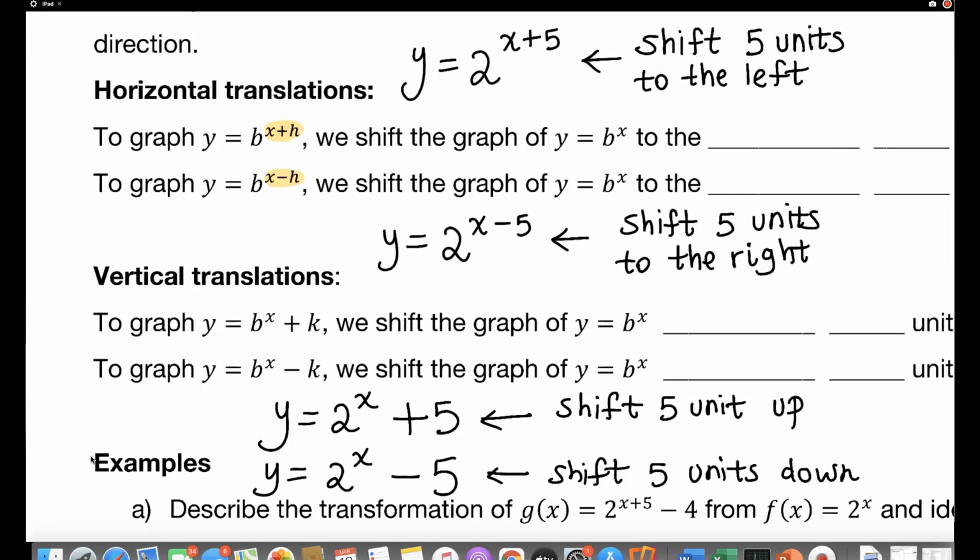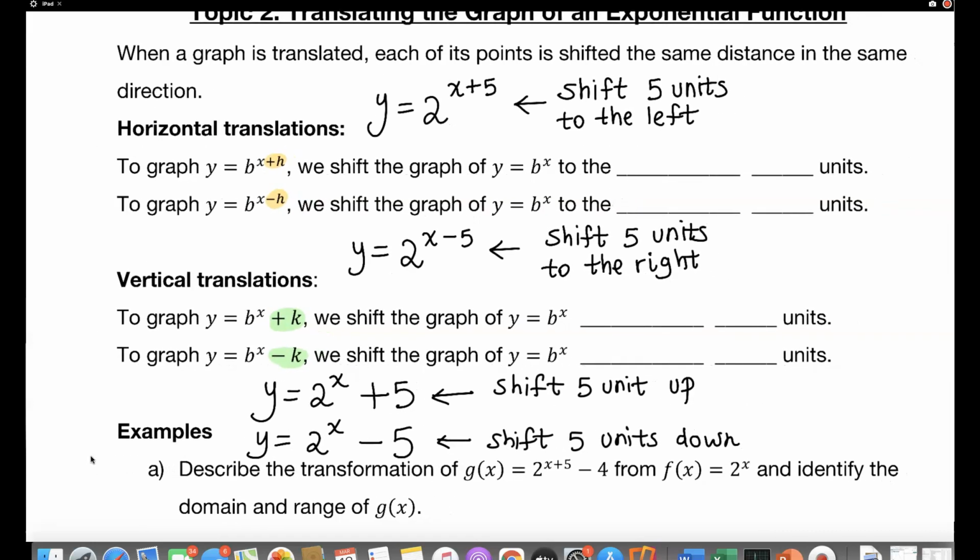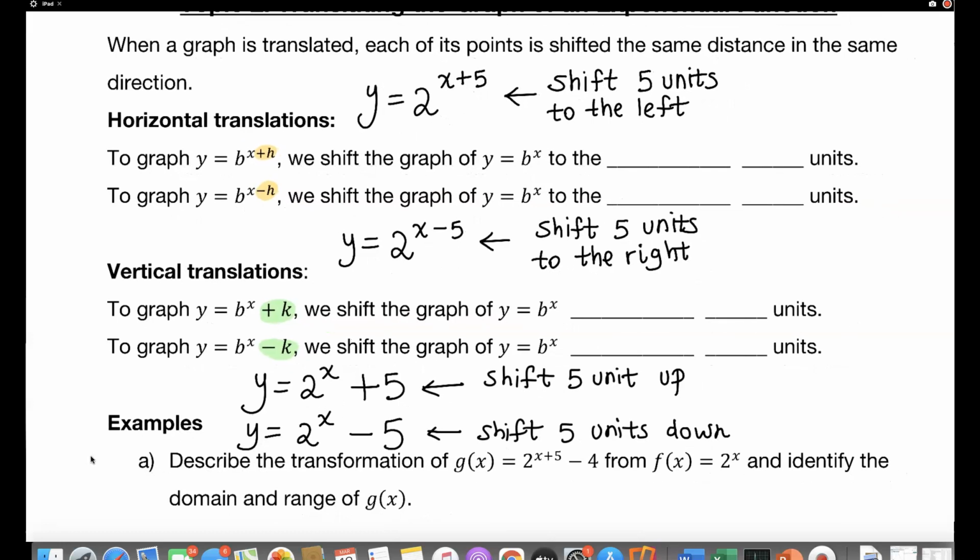I'm not really going to stress over this too much because you've seen this transformation rule before, in section 1.6. So you know this already. Let me fill in some blanks and look at some examples with you.